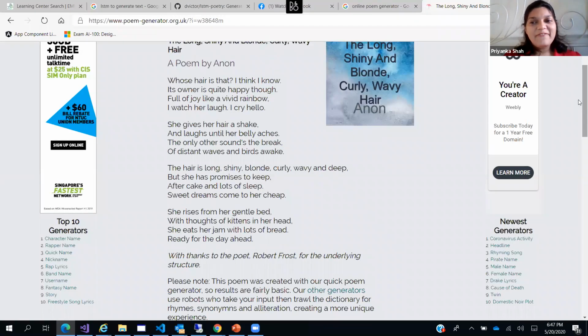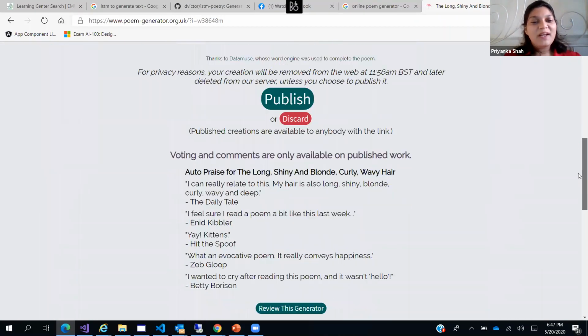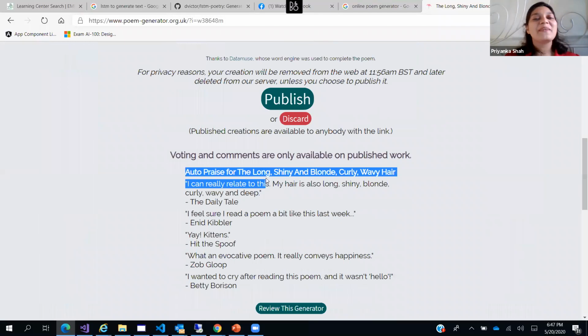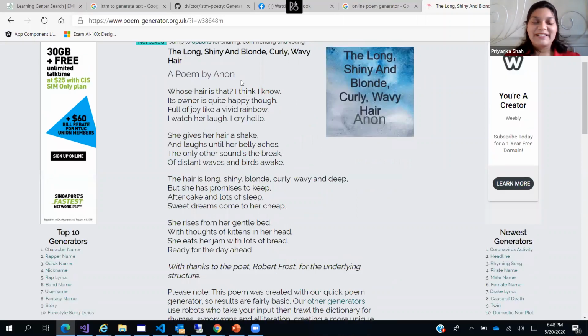So this is a total fake poem site where even the comments and voting are generated by the AI. So even the praise is auto praise for the long, shiny, blonde, wavy, curly hair. The title of the poem is auto generated. All right. So endless possibilities. As we saw the Toyota ad campaign, we saw this poem generator. There is a horror story generator.